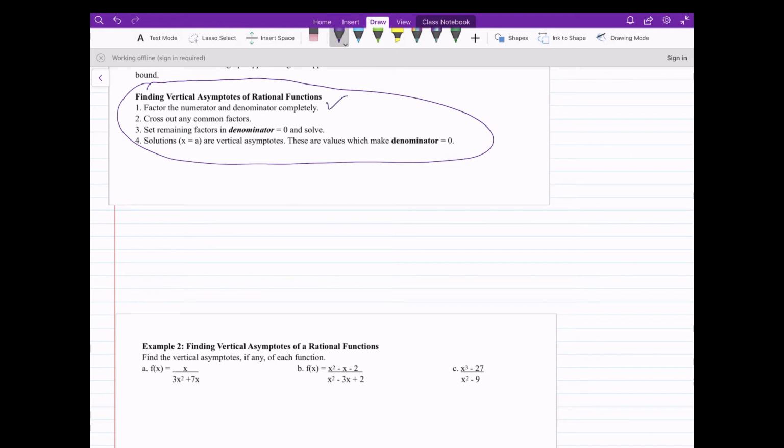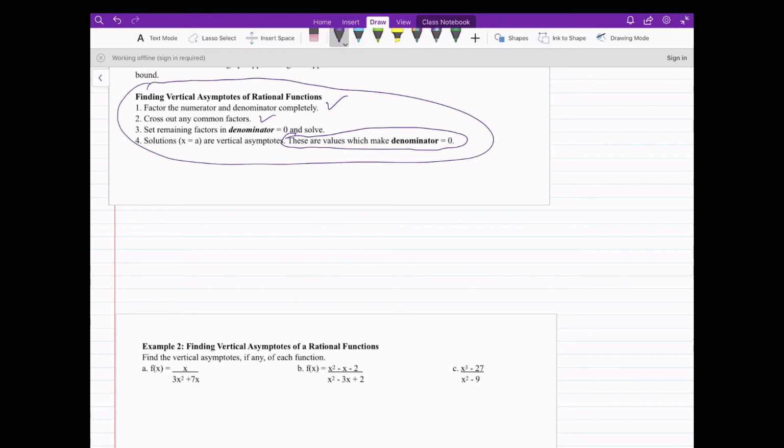So the first step in finding vertical asymptotes, and you heard me say it before, is to factor the numerator and the denominator completely. So factoring is key. Second step is to cross out any common factors. The next step is to set the remaining factors in the denominator equal to 0 and solve. Any answers that you get are where the vertical asymptotes are going to occur. These are the values, and I'll circle it right here, which make the denominator equal 0.